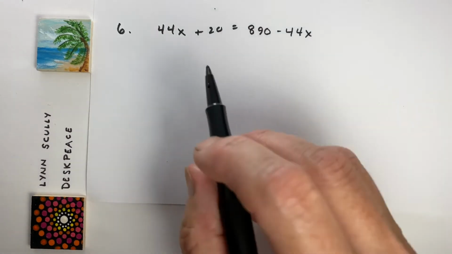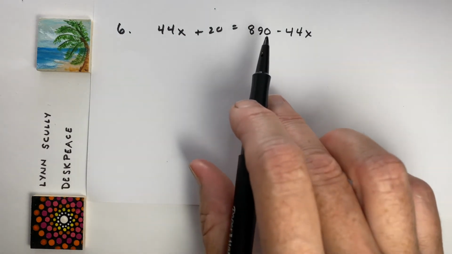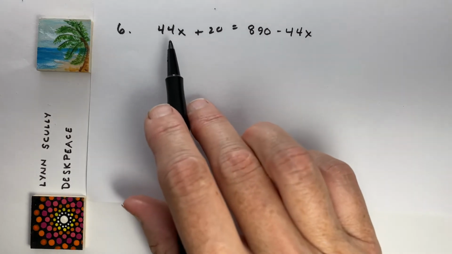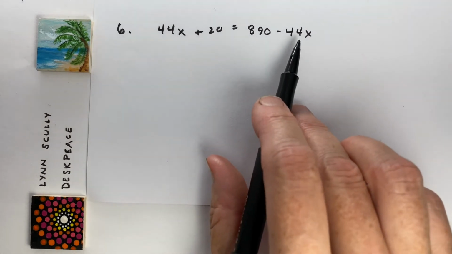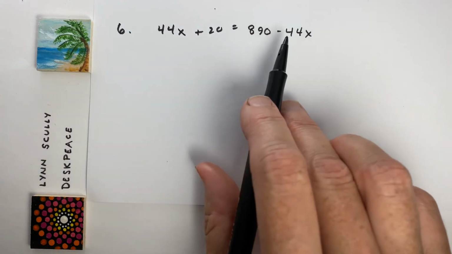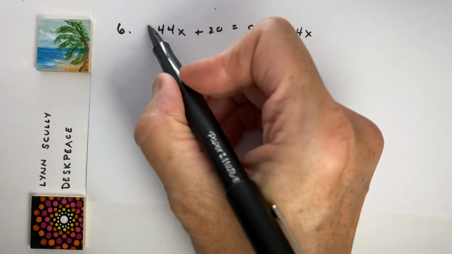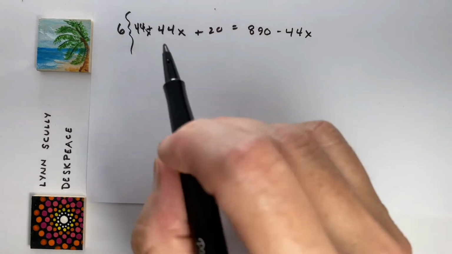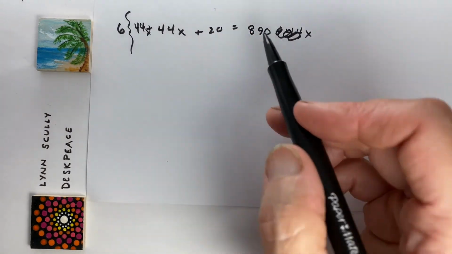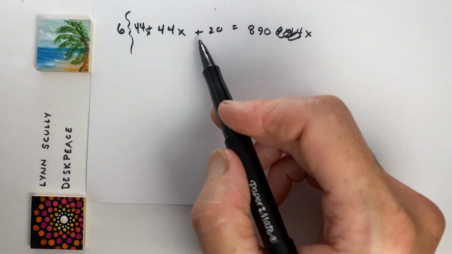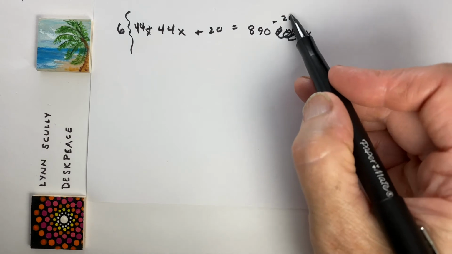Number 6, 44x plus 20 equals 890 minus 44x. I see 44x here, it's positive, so I'm going to take this 44x, move it over to this side of the equal sign. It's attached by subtraction. I'll move it by addition over here. Okay, it's gone. Now, this 20 is attached on the side where I only want x's. It's attached by addition. Move it by subtraction.